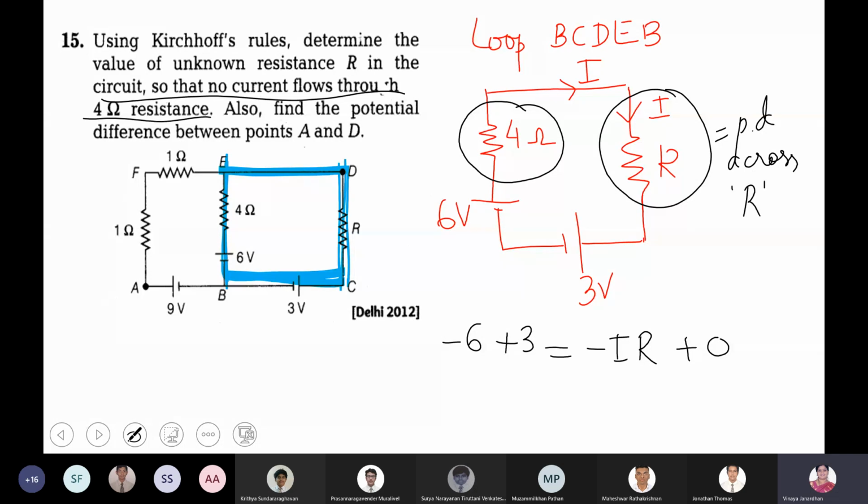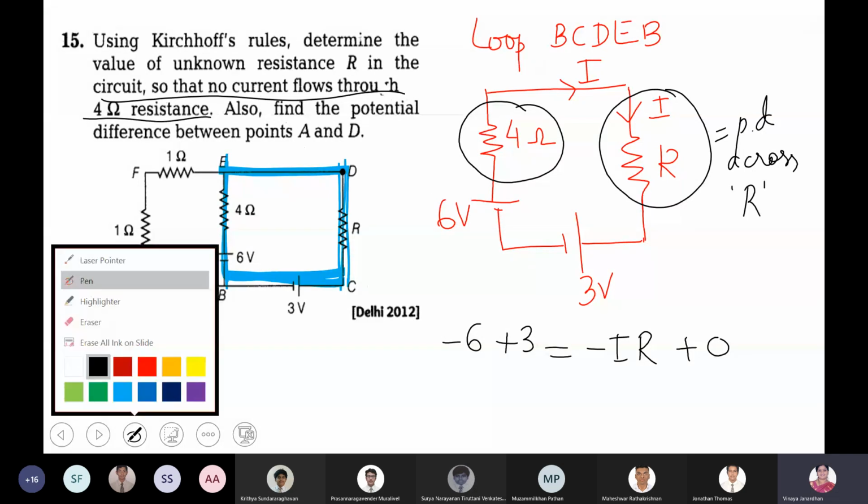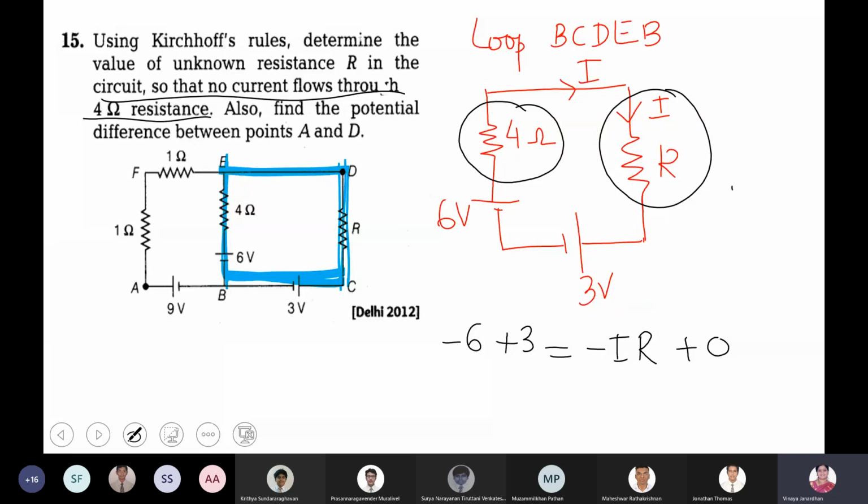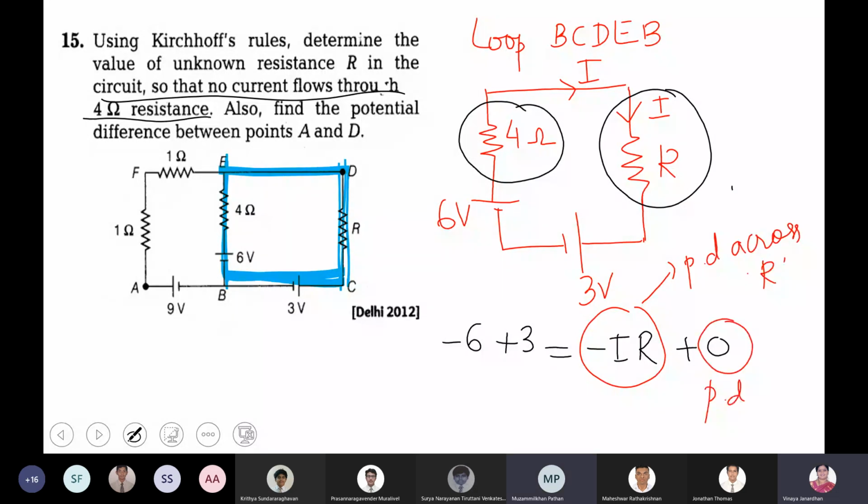This will be your potential difference across R. This part is the potential difference across R. Now what is this? This is the potential difference across? Ma'am, so is the potential difference 3? Yeah. So what is this? This is the potential difference across 4 ohms.